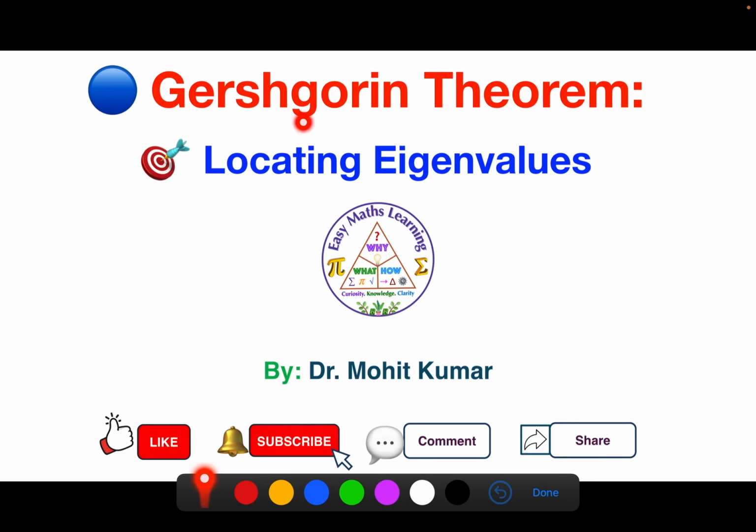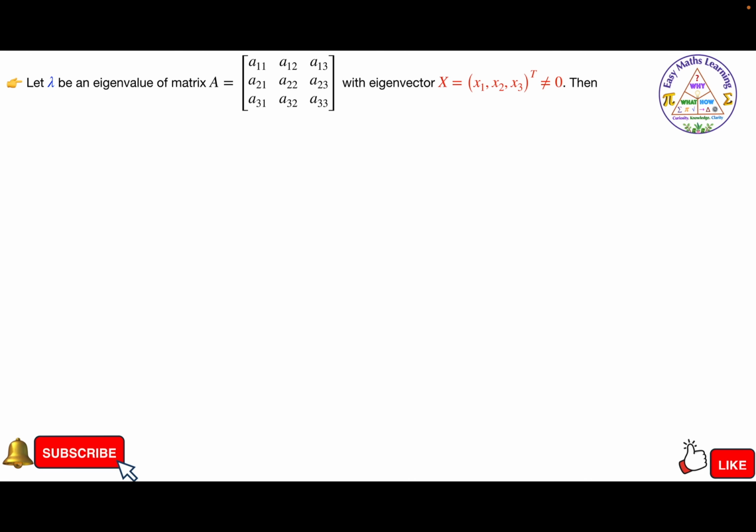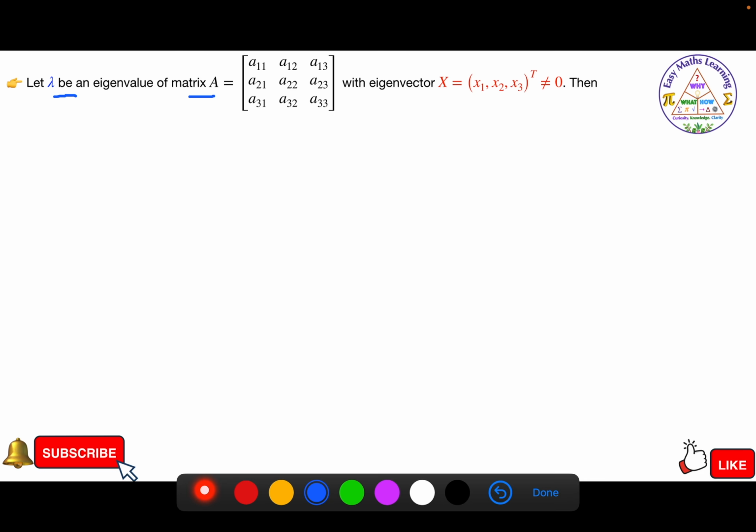Hello everyone, welcome to this lecture on Gershgorin theorem, and this theorem is useful to locate the eigenvalues of a matrix. Let us discuss the main idea about this theorem. Let lambda be an eigenvalue of a 3 by 3 square matrix A with eigenvector capital X, and definitely an eigenvector is always non-zero. Then by the definition of eigenvalue and eigenvector, we can write Ax equal to lambda x.